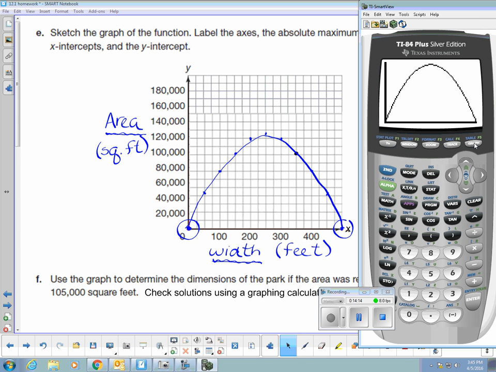To do that, I do second, calculate, come down to number 4, maximum. Go to the left of my maximum and enter. Go to the right, enter, and then enter a third time.